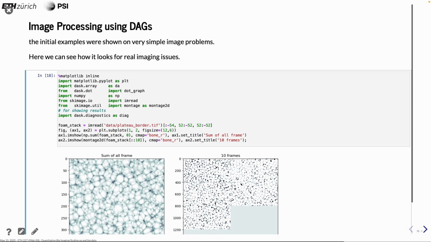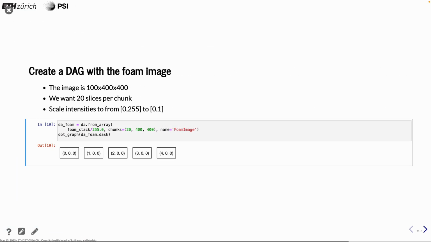But now let's do some filtering on a 3D data set. Here we load a 3D image, and I show it in different ways. We have all frames summed up, so we have a projection in the Z direction, or we can also show 10 frames from it. You can see that there are a lot of bubbles. The image we want to work with is 100 by 400 by 400, and we want to process this in chunks of 20 slices per chunk. We also want to scale the intensity from 0 to 255 to 0 to 1. So then we get this array.